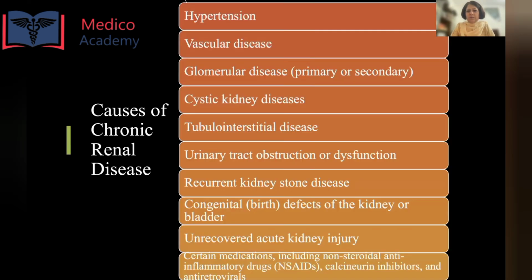Now, what are the causes which lead to chronic renal disease? They can be congenital or acquired. Uncontrolled hypertension is one of the causes. Vascular disease, which can be autoimmune in origin or a result of uncontrolled diabetes mellitus. Glomerular diseases, primary or secondary, mostly infective in origin, are the most common cause in our country.